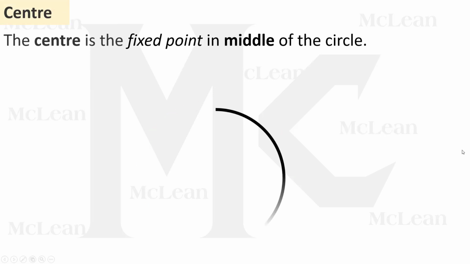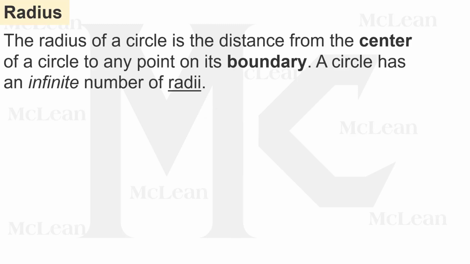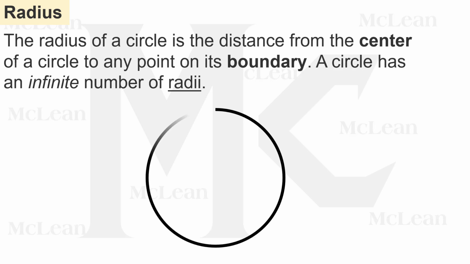Center. The center is a fixed point in the middle of a circle. Radius. The radius of a circle is a distance from the center of a circle to any point on its boundary. A circle has an infinite number of radii. One radius, more than one radii. So this is the center.